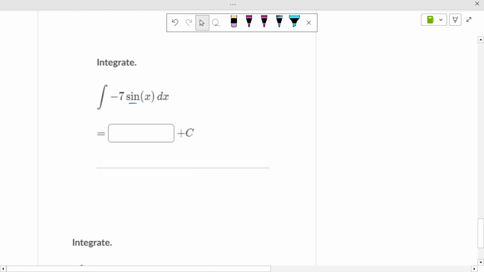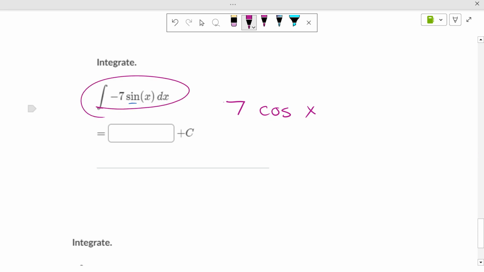Sine. What has a derivative of it that is sine? Cosine. So the derivative of cosine is negative sine, right? So you have to do the opposite. So you have to go negative with that. It's going to be positive 7 cosine of x. Because if you take the derivative of positive 7 cosine of x, you're going to get negative 7 sine of x. Okay? So when it's sine, integrating sine is just the exact opposite of taking the derivative of sine.